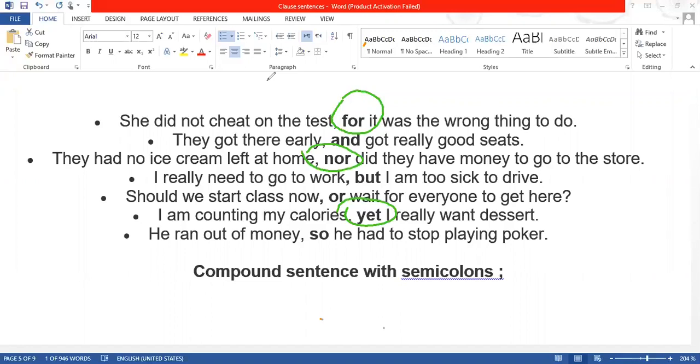If you see this last one, he ran out of money, so he had to stop playing poker. I can convert this sentence and use because. So he had stopped playing poker because he ran out of money. If you just turn it around, bringing the first clause to the end, you use another conjunction, that is because. Is it clear for now, right? So it's simple. Then you can ask me questions if you are still confused.